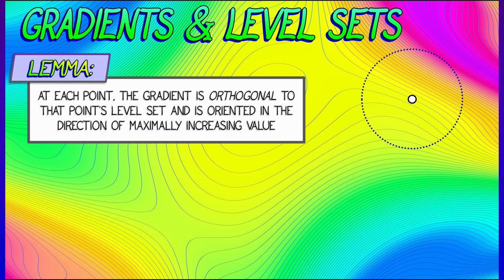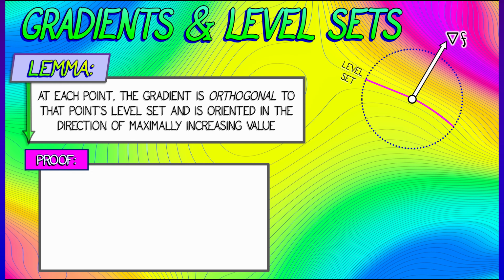Pick a point, look at the level set that passes through that point in a small neighborhood of it. Then what we're claiming is that the gradient vector is orthogonal to that level set at the point, and furthermore, that it's pointed in the direction where the function is increasing most rapidly. Okay, well that seems reasonable, but how do you prove that? Here's what we're going to do.